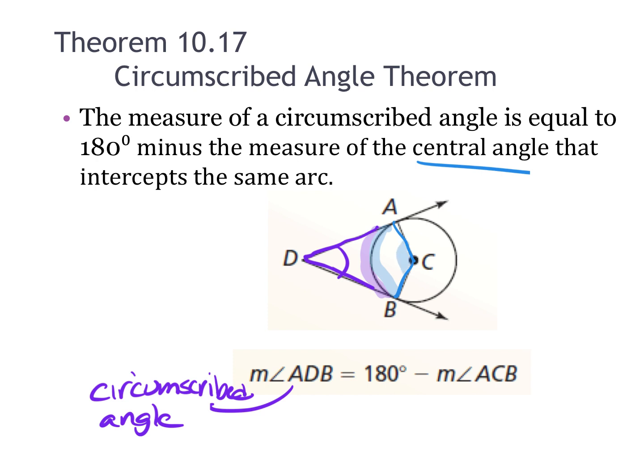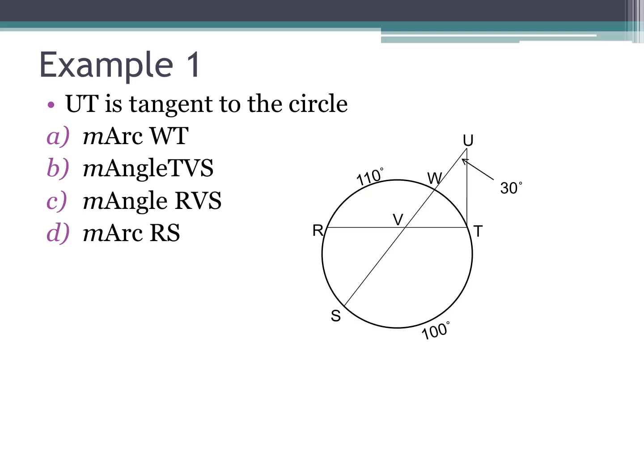All right, everybody good? Let's go on. So let's do some examples. So in this picture, they're giving us that UT is a tangent, and also what they didn't tell us, but we can tell from the picture, that US is a secant. So US is a secant.